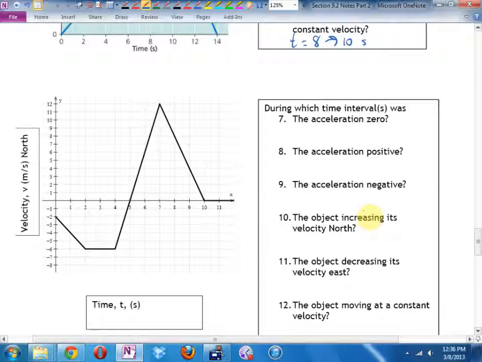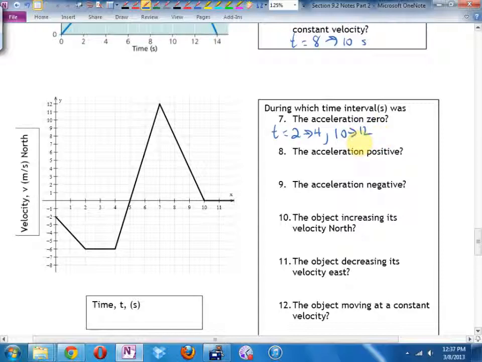What are we graphing here? Position versus time or velocity versus time? Okay. During which time intervals was the acceleration 0? Think slope. In which time interval or intervals is the acceleration 0? T equals from 2 to 4. And there's another one. From 10, I think it goes to 12. Yes?